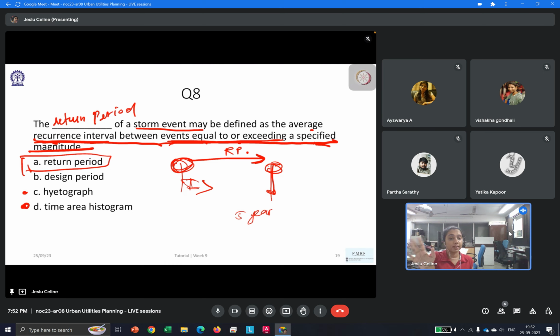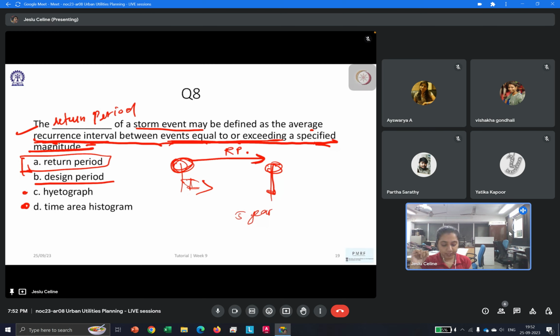Or you can say, this is the intensity that I want, like around 10 mm. How long will it take for this to repeat? That might be 10 years, it can be 15 years. So you can fix either. Then we also learned duration. So the intensity, frequency, duration graph we learned last time, and at that time we discussed briefly about this return period. So this is the definition: a return period may be defined as the average recurrence interval between events equal to or exceeding a specific magnitude.